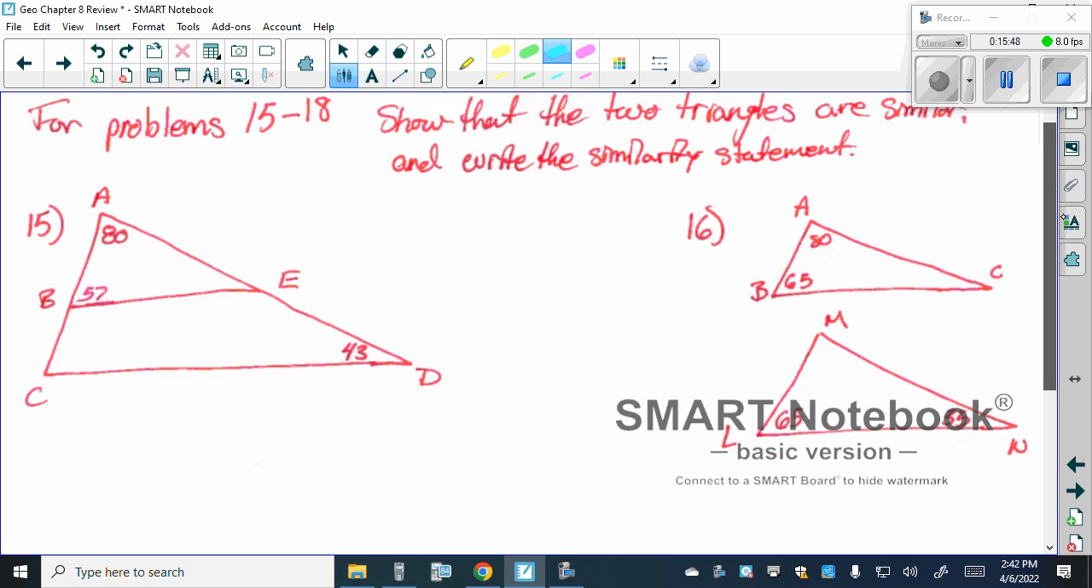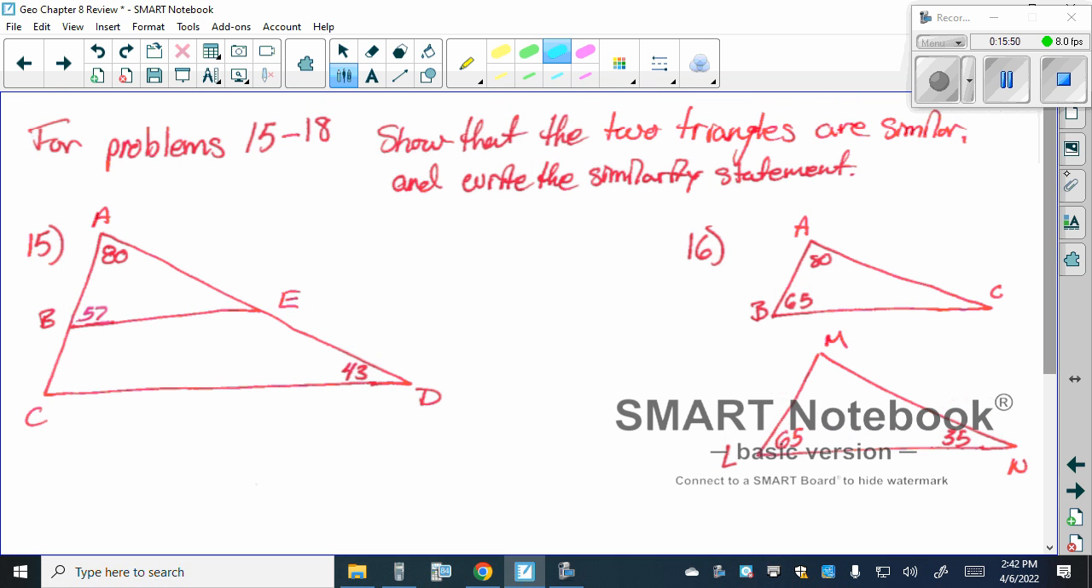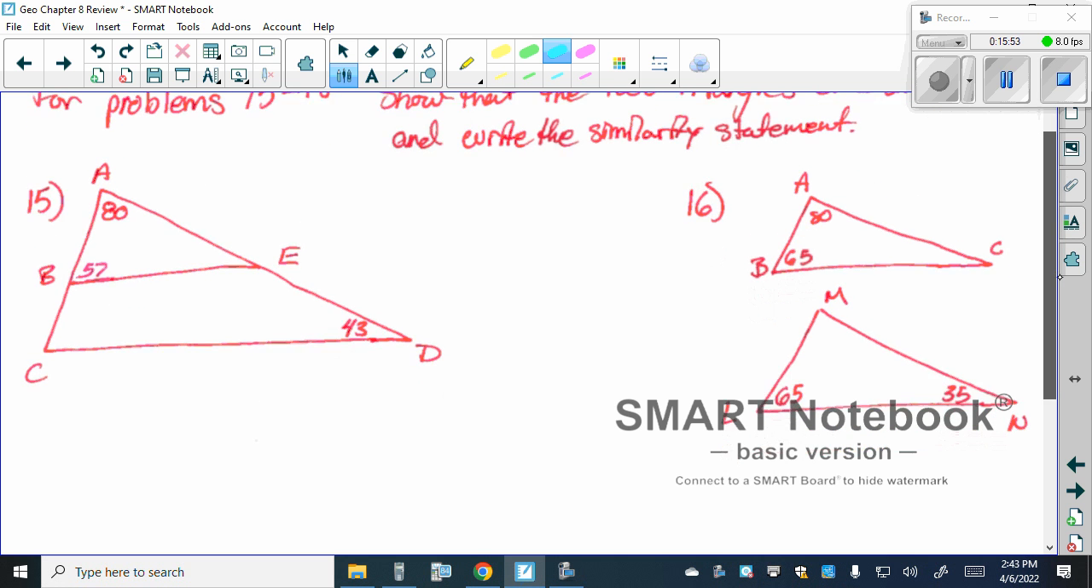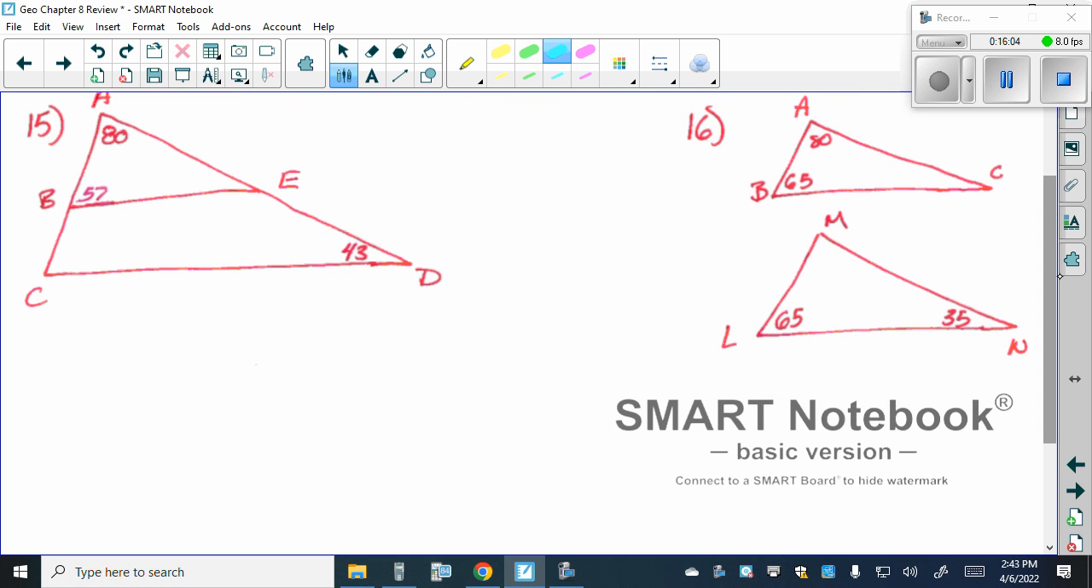16, 17, 15, 16. Show that the two triangles are similar and write the similarity statement. So these, here it's guaranteed that they're going to be similar because it's asking us to show that they are. We can look at number 16. Well, are we given any side lengths? No, but we're given angles. So we know that angle B is congruent to angle L. Now we need to either show A and M or C and N.